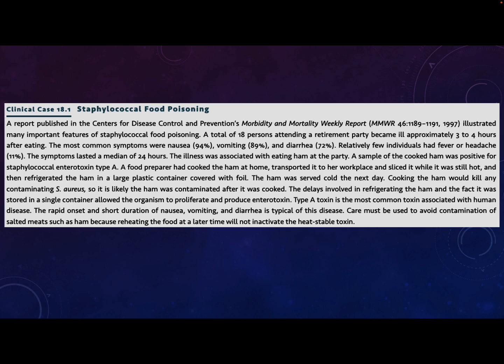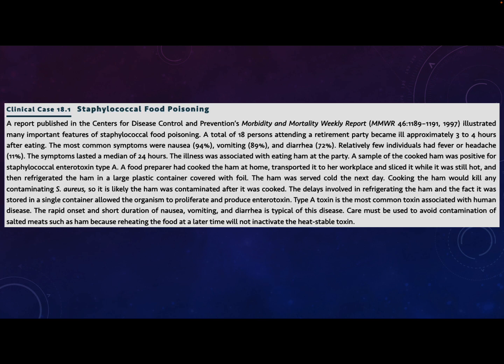And so the issue is that the delay in refrigerating the ham allowed staph to grow. The fact that it was stored in a single container allowed them to grow and talk to each other. They could do that quorum sensing and produce the toxin. Type A toxin is the most common toxin associated with human disease. The rapid onset and short duration is typical. Care must be used to avoid contamination of salted meats, such as ham.